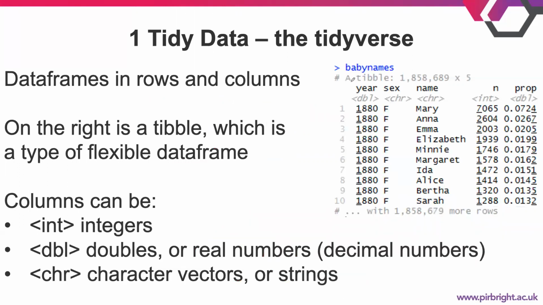These are sometimes known as tibbles, which is a light type of flexible data frame. Typically, they're really very long, like this example here, which is 1.8 million entries with just 5 columns. So it's looking at baby names. So you've got the year, the sex, the name, the numbers, and then the proportion as a fraction of the total population. So these are flexible data frames, and this is a kind of long data format.